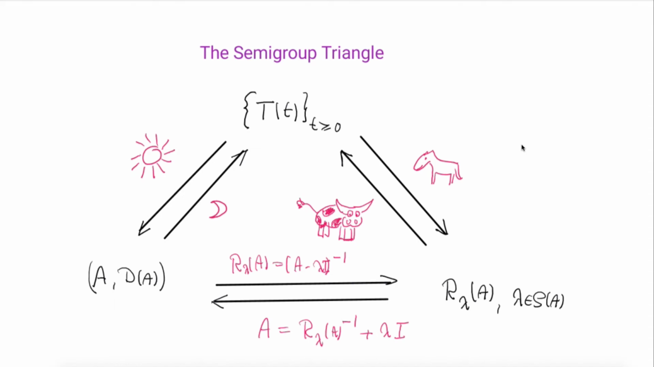And now with the generator, we learned something about the sun. We can come from the semigroup to the generator. A was the limit, now I write it in t, as t goes to 0 from the top, of (T of t minus identity) divided by t. All right, so that's already neat. But we would still like to find something for the moon, for the cow, and for the horse.